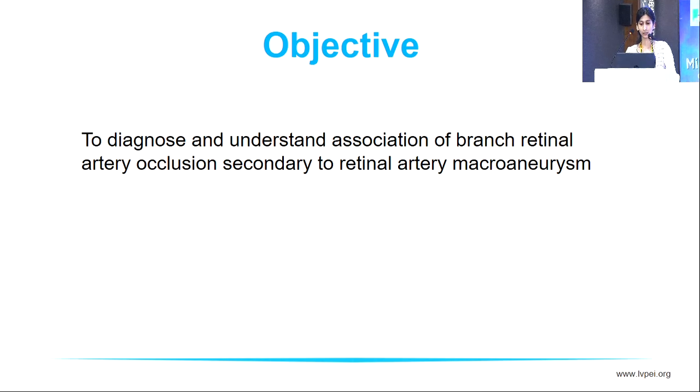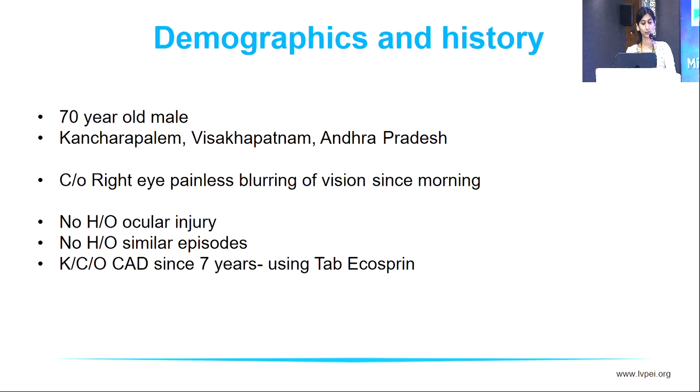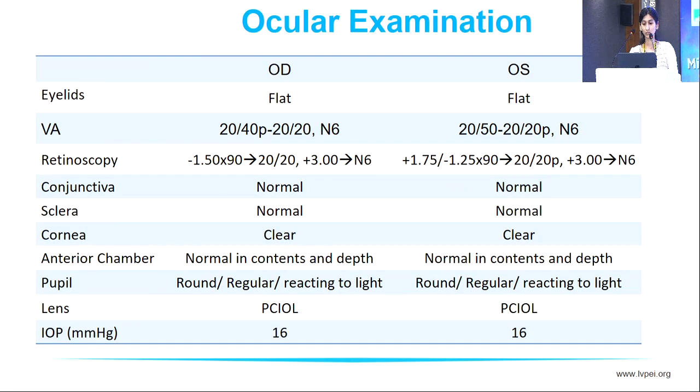So with this, I would like to start the case to diagnose and understand the association of branch retinal artery occlusion secondary to RAM. A 70-year-old male from Visakhapatnam, Andhra Pradesh presented with chief complaints of right eye painless blurring of vision since morning. He was a known case of coronary artery disease since 7 years and was using tab EcoSprin for the same. On ocular examination, his best corrected visual acuity in both eyes was 20/20. He was pseudophakic in both eyes with an IOP of 16 millimeters of mercury on GAT.